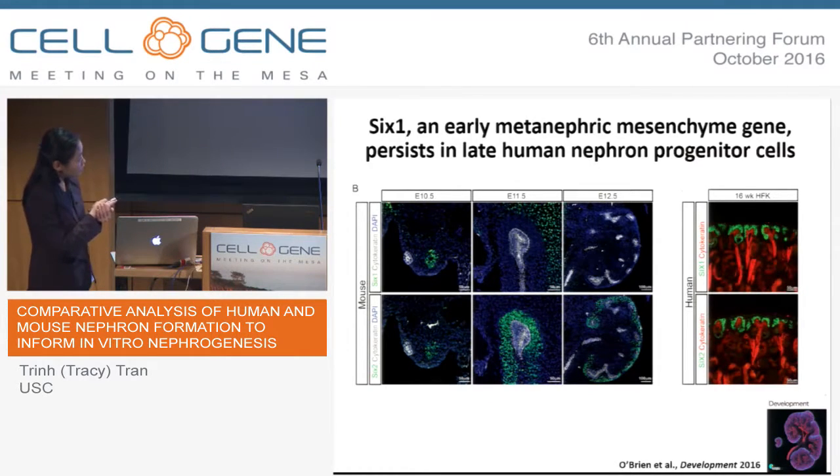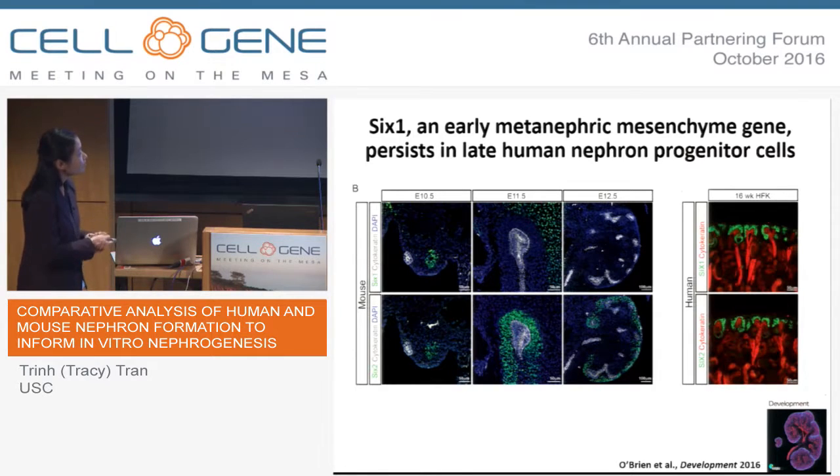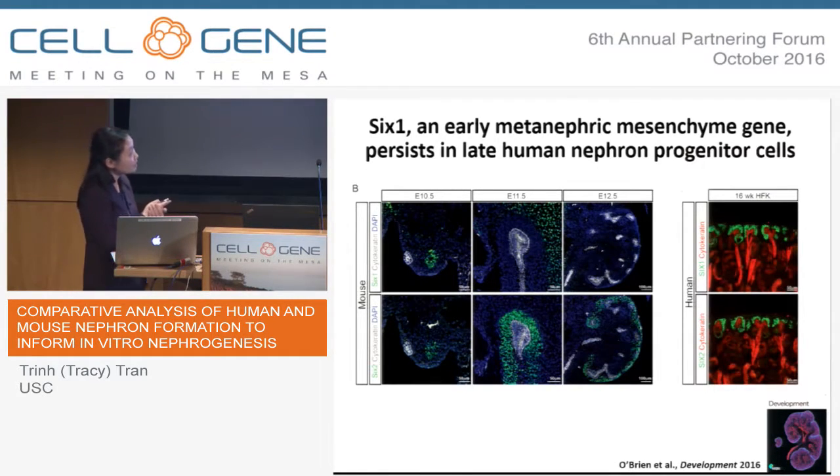But only Six2 persists until almost the end of nephrogenesis. Six1 turns off at about E11.5, even though it's very important and required for the establishment of this early metanephric mesenchyme population. In the human, however, we see Six1 persist until as late as week 23 of gestation.